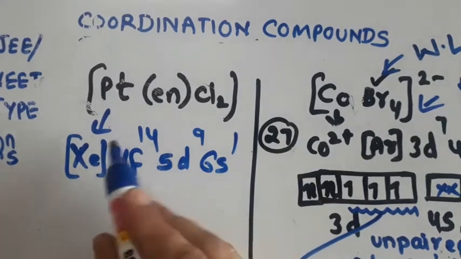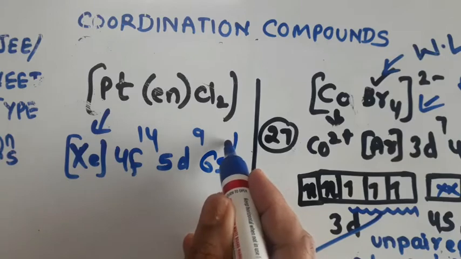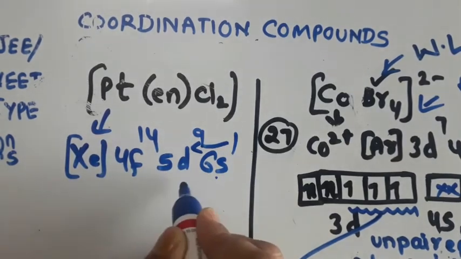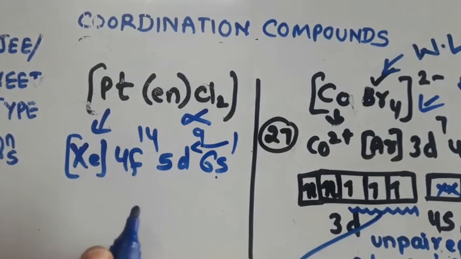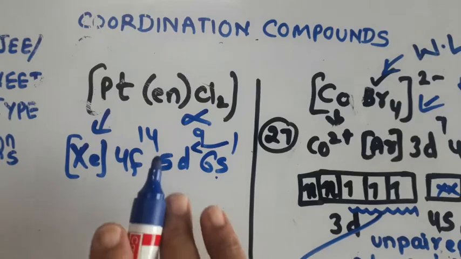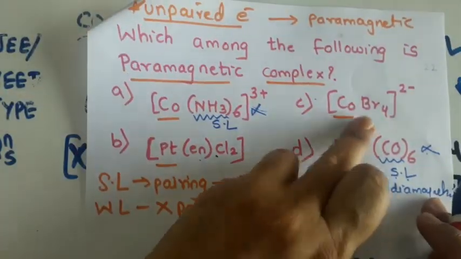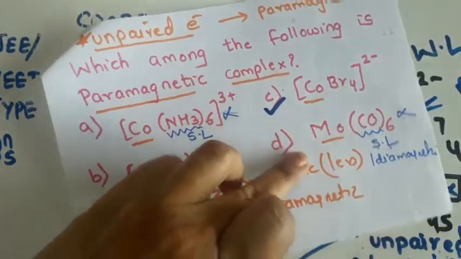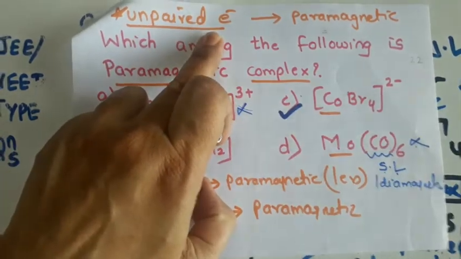Now you just see in this case what is happening is, even if this one electron shifts over here, it is going to have 6s0. So in this case there are no unpaired electrons, so this option is also ruled out. So we are left with only one option, that is CoBr4 minus, which is paramagnetic in nature because there is presence of unpaired electron.